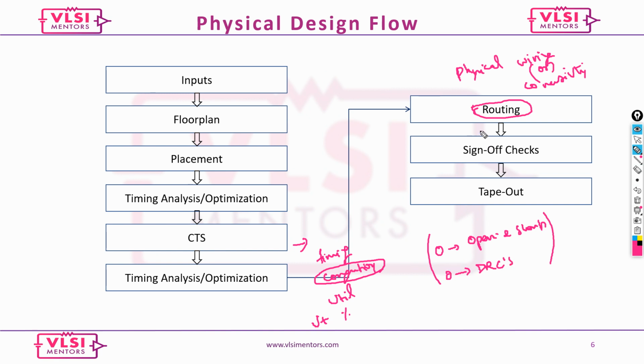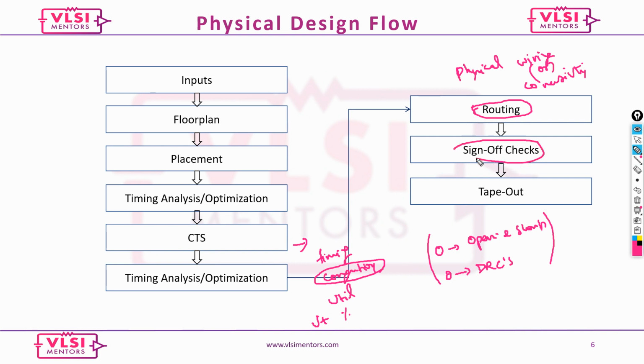Okay. So each and every stage has different targets, and then the QA checks that you need to do. Okay, and again you look at your timing, and again, as I said, the opens and shorts and DRCs and all other things. Now, you're done with your routing.